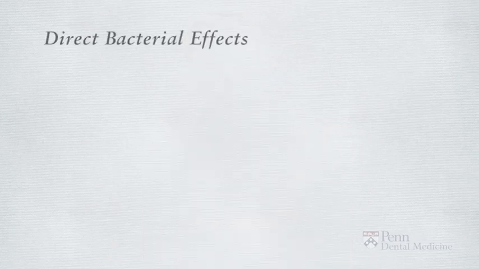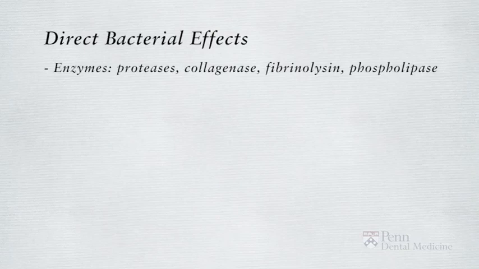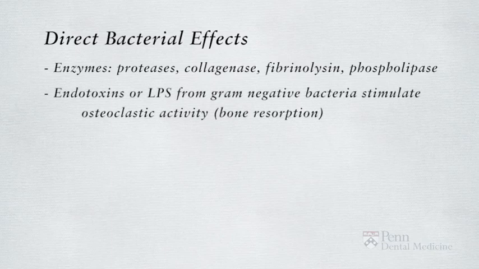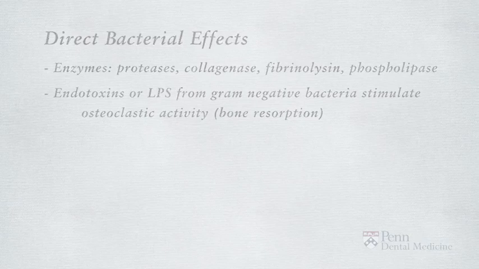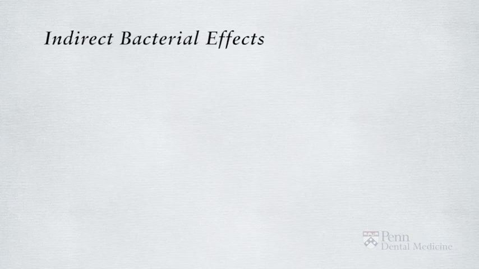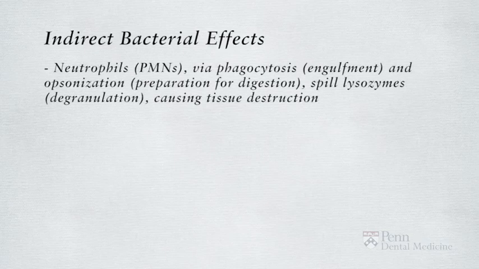There are direct bacterial effects. Bacteria release enzymes such as proteases, collagenases, fibrinolysin, and phospholipase. Parts of cell walls of gram-negative bacteria are the endotoxins, which are also the lipopolysaccharides, and those stimulate osteoclastic activity, which is bone resorption. There's also the indirect effect of the bacteria through the immune system and inflammation.